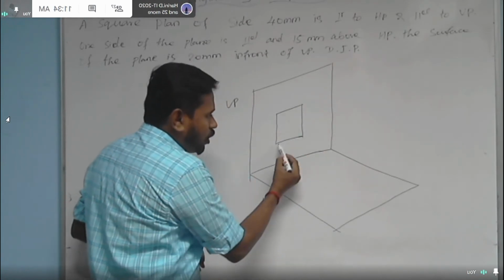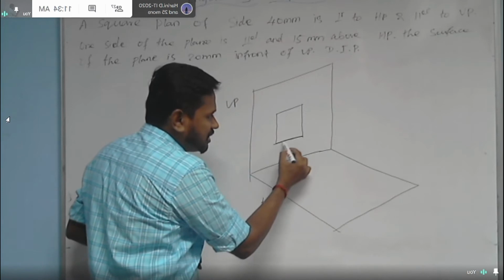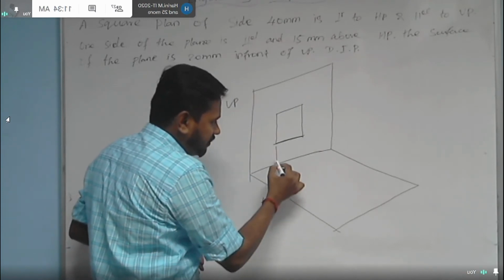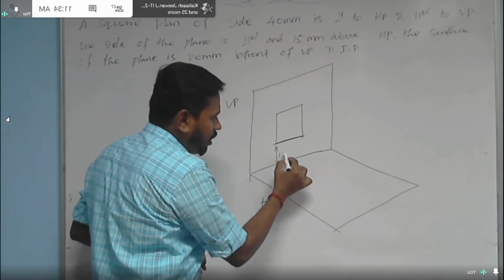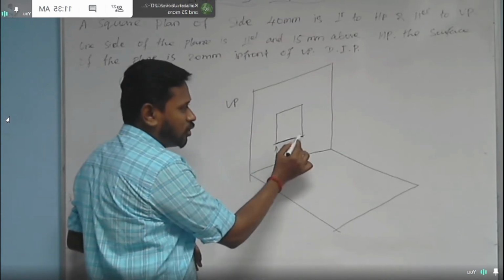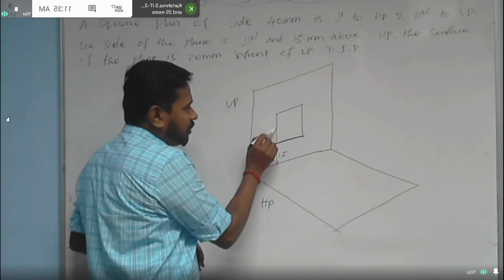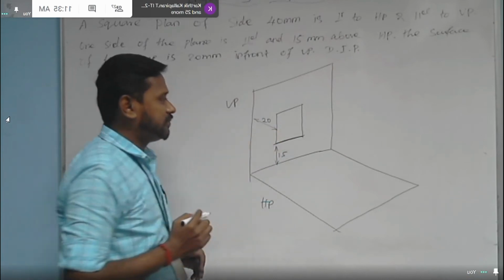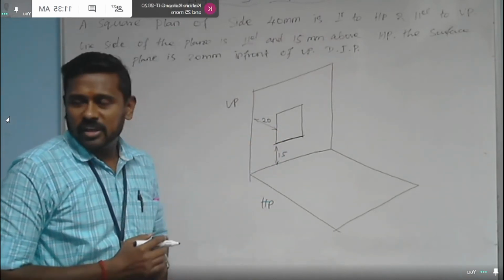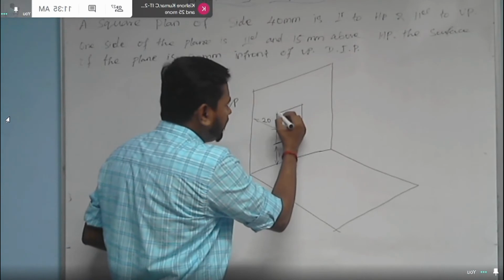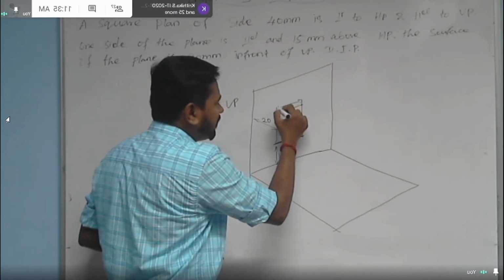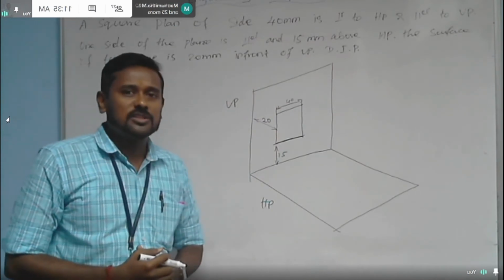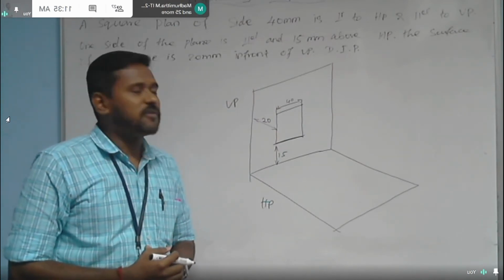And in the meantime, one side, maybe this side, is parallel to HP and 15 mm above HP. That side alone. And the surface is 20 mm in front of VP. And the side is 40 mm. So in this way you are having your square plane. Now you need to draw its front and top views.